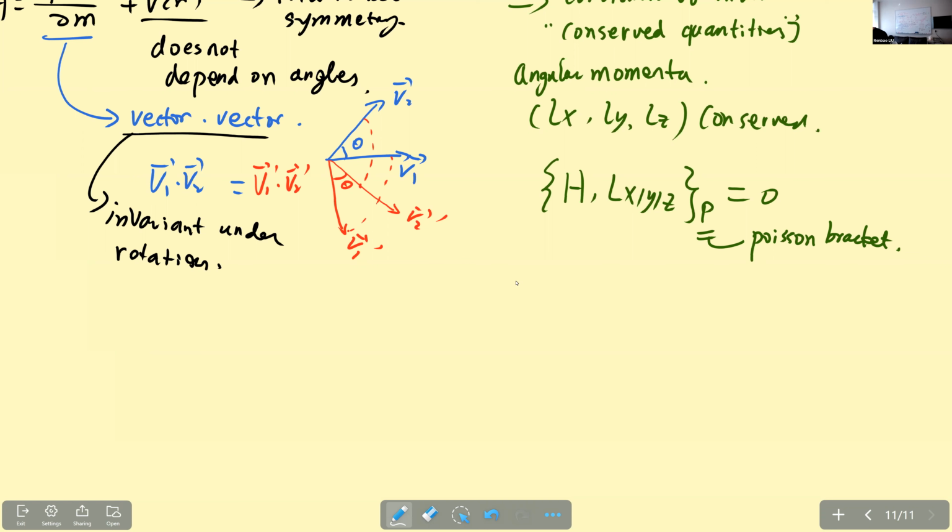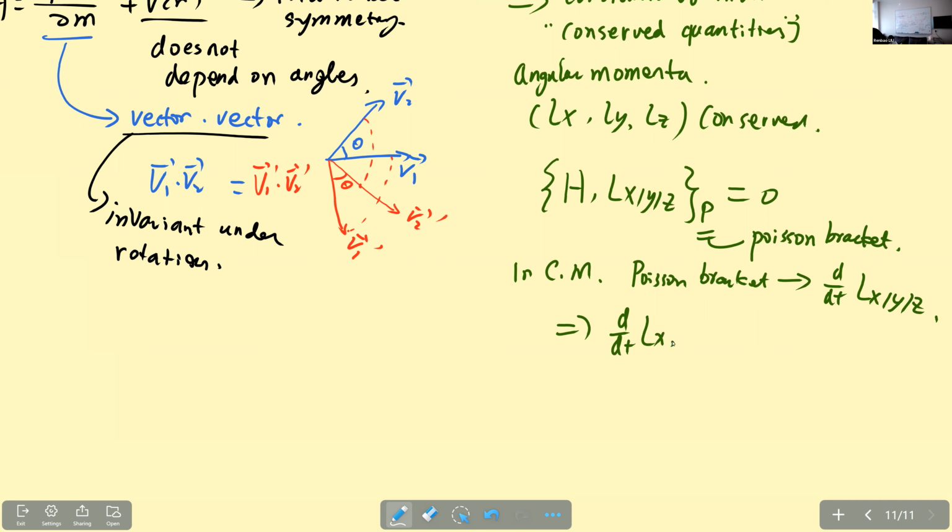But in classical mechanics, the Poisson brackets determine the motion. So if it's 0, that means all of these quantities are just constant. The time derivative is just 0.